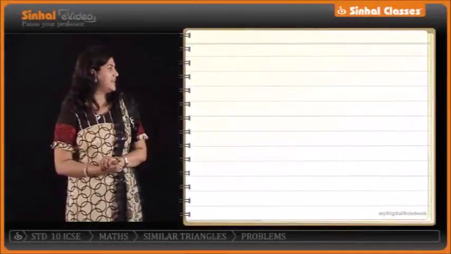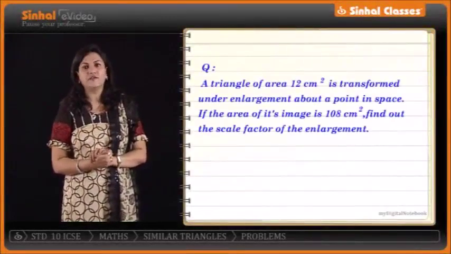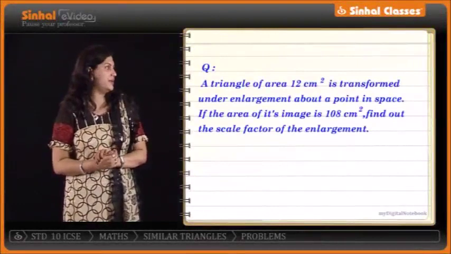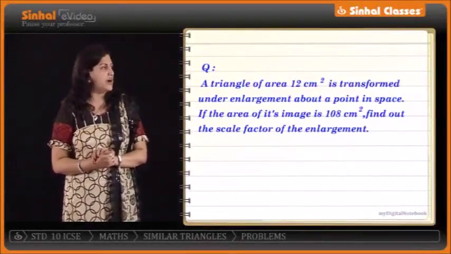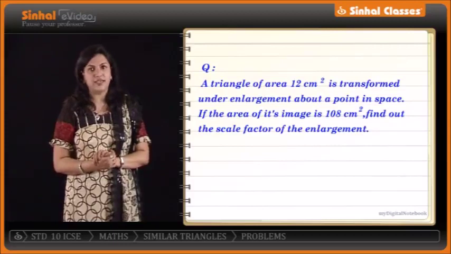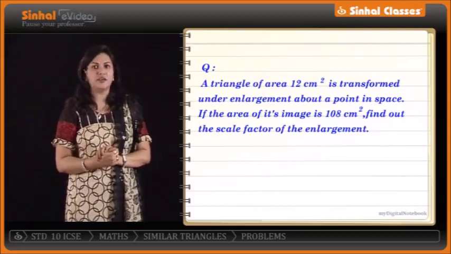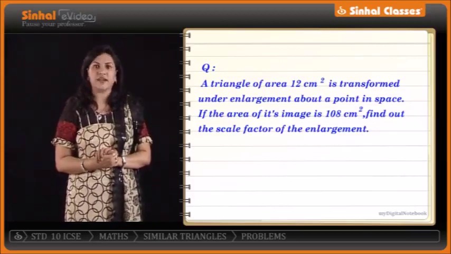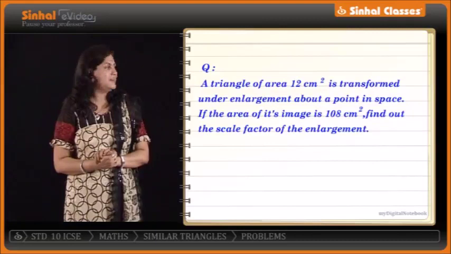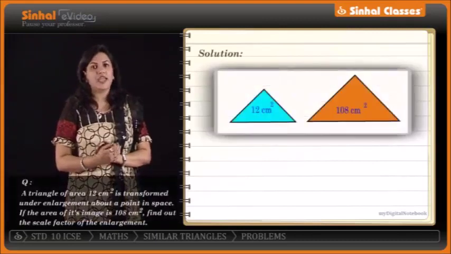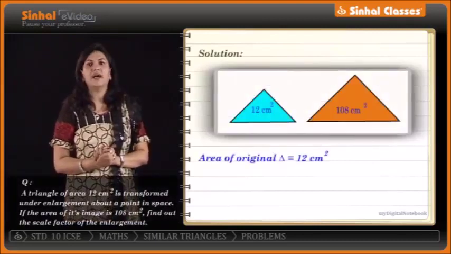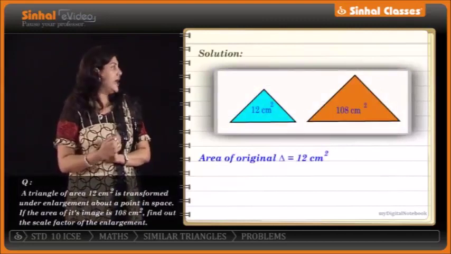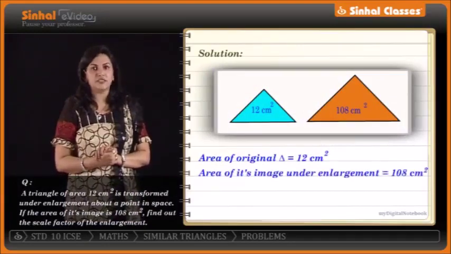Now let's take our next problem. A triangle of area 12 centimeter square is transformed under enlargement about a point in space. If the area of its image is 108 centimeter square, find out the scale factor of its enlargement. Now here we are given area of the original triangle as 12 centimeter square and we are given area of its image under enlargement as 108 centimeter square.